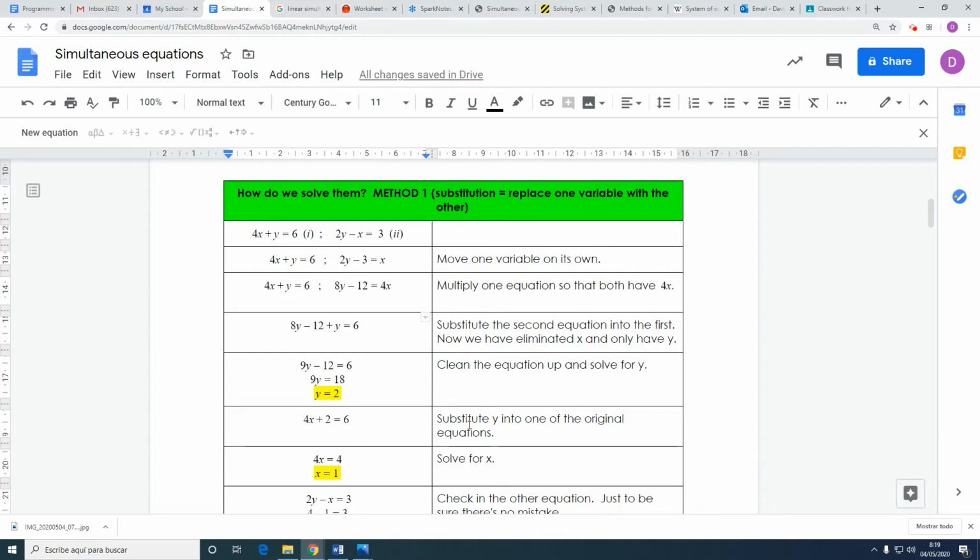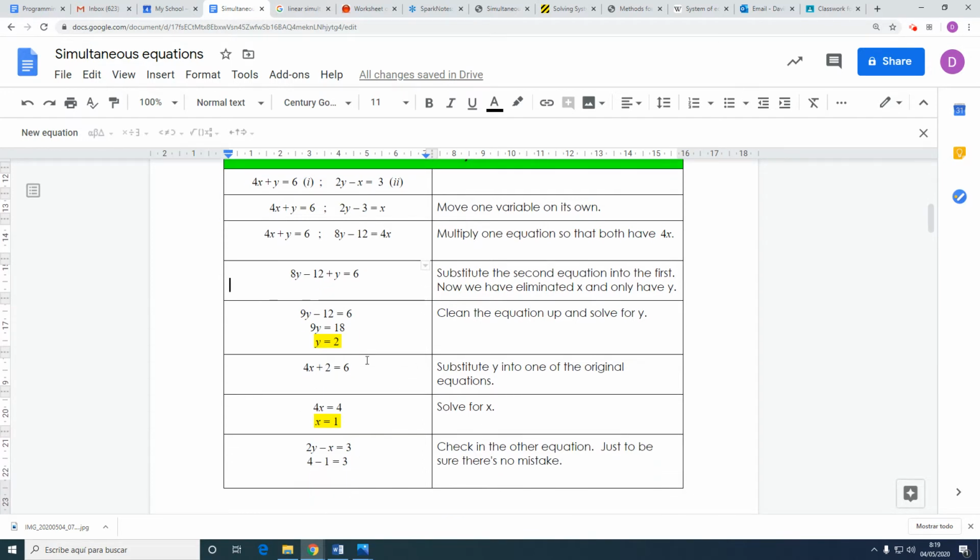So then we have another substitution step. Now we know y. All we've got to do is put it into this equation or this one and find out what x is. So when y is 2, 4x plus 2 equals 6. That means 4x equals 4. So x is therefore 1.